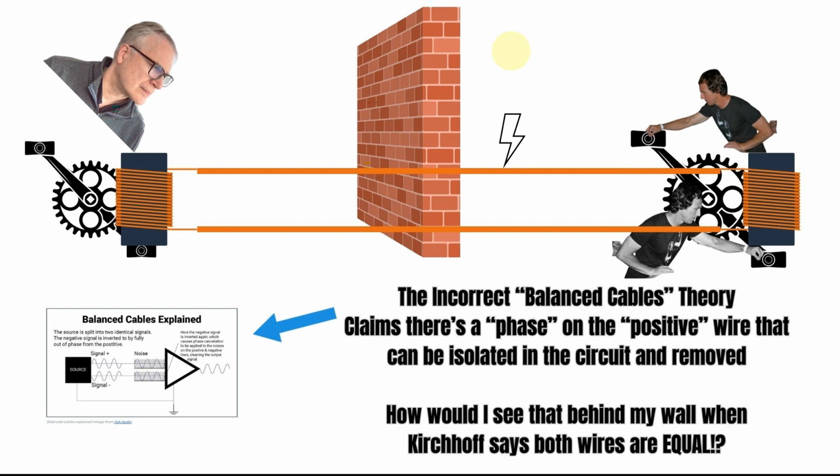So now, here's the slide I did yesterday, where I said, what I don't get is, you have the balanced line and lightning hits it. I'm saying that the incorrect balanced cable theory claims there's a phase on the positive wire that can be isolated and circuit removed. And I'm saying, how would I see that behind my wall when Kirchhoff says both wires are equal? If interference hits your mic lines, how am I going to see it? All I see is the voltage coming out. How can I separate the lightning voltage from any other voltage? I just don't get it.